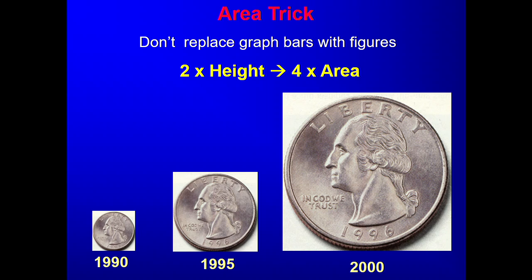So this is, I don't know what this graph is, but it's a bar chart, 1990 through 2000, and we're using a quarter instead of a bar. Well, when we make a picture higher, what do we also have to do to the picture? We have to widen it, right? So this quarter is twice as high as this quarter, but we also have to widen it. So we go from 2 times the area to 4 times, right? 2 times the height means 4 times the area.